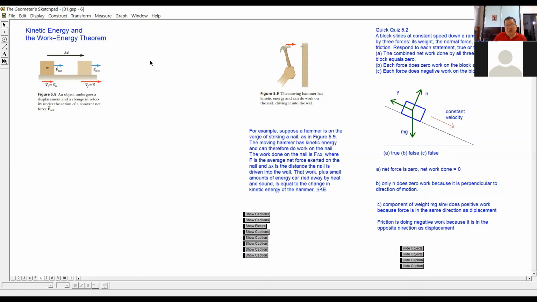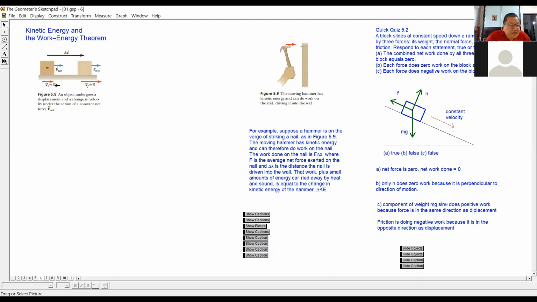Now, the force we apply not only overcomes the frictional force, but it is also used to produce the kinetic energy. That is what we are going to do in this part of the chapter. So the variables involved here are the distance moved, delta x, and the net force, which is uniform from the first position to the second position.